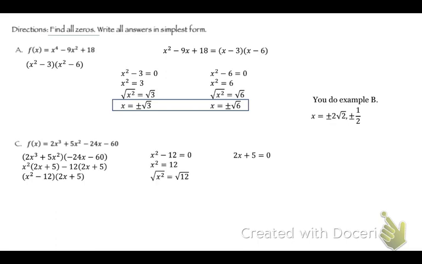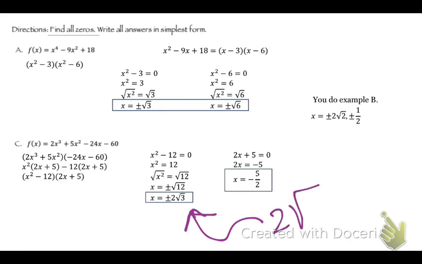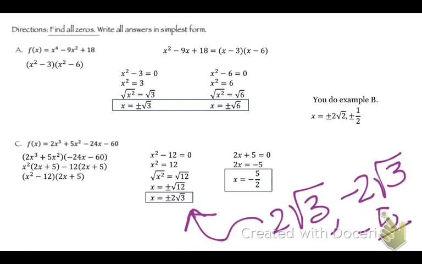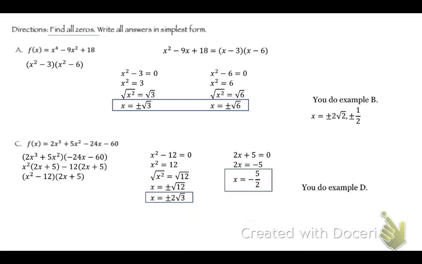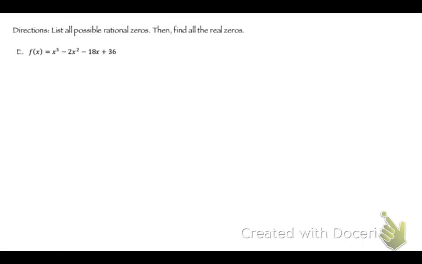Here we're adding the 12 over and taking the square root. So you get plus or minus the square root of 12, which you can break down to 2 square roots of 3. Here we're going to subtract the 5, divide by 2. So we get x equals plus or minus 2 square roots of 3. So there's two answers here, you need to be aware of that. So that's 2 square roots of 3 and negative 2 square roots of 3. And then negative 5 halves. You can't have a square root in the denominator.